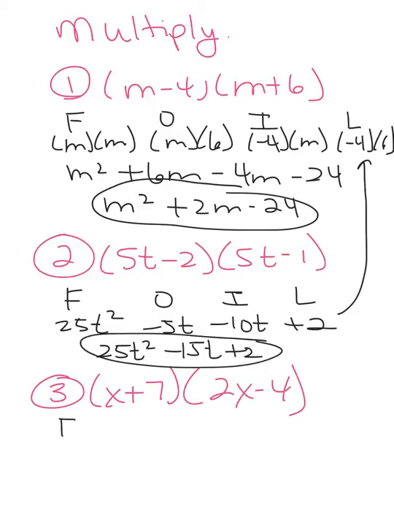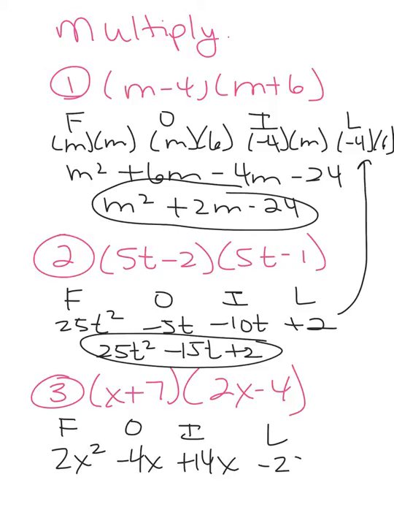In number 3, my first term is x times 2x, which gives me 2x squared. My outside term is x times negative 4, which is negative 4x. My inside term is 7 times 2x, which gives me positive 14x. And my last is 7 times negative 4, which is negative 28. When I combine my like terms, I end up with 2x squared plus 10x minus 28, which is my final answer.